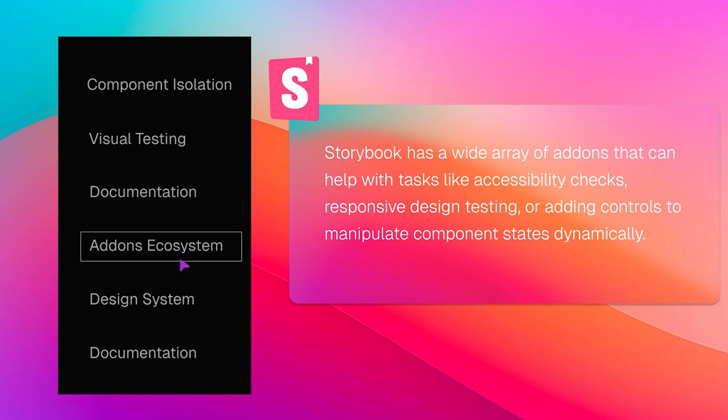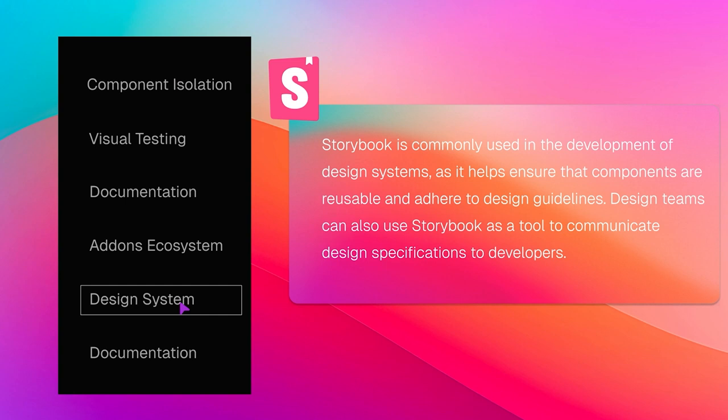And now let's talk about the design system. I mean, not the actual definition of a design system, but it also helps us with the design system. So Storybook is commonly used in the development of design systems, as it helps ensure the components are reusable and adhere to design guidelines. Design teams can also use Storybook as a tool to communicate design specifications to developers. This is also something which we are going to be seeing in this course.